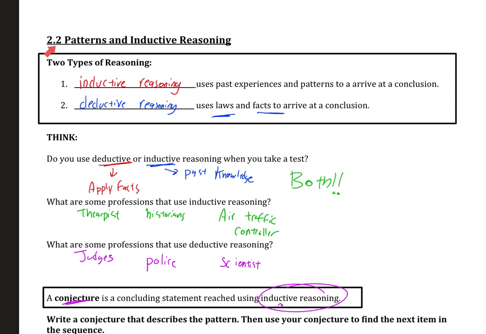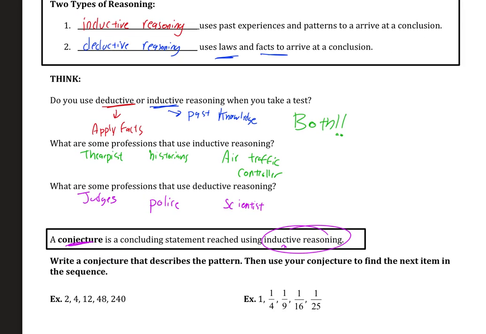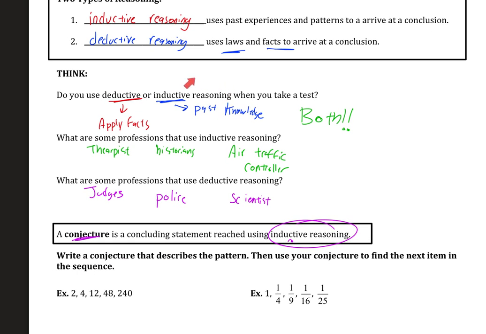Talk about chapter 2.2, patterns and inductive reasoning. So today's video is all about inductive reasoning: using past experiences and patterns to arrive at conclusions. Now we talked a little bit about what kind of reasoning, what kind of professions each reasoning does, whether it's deductive reasoning or inductive reasoning.